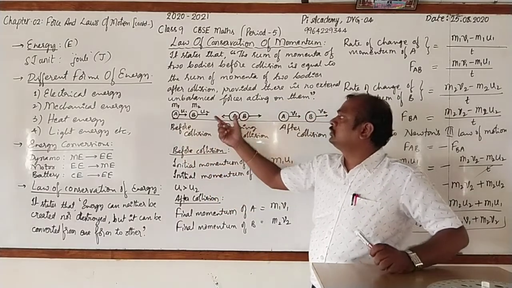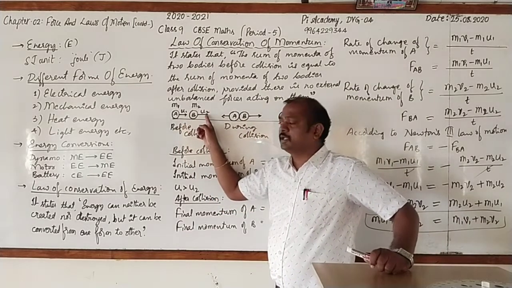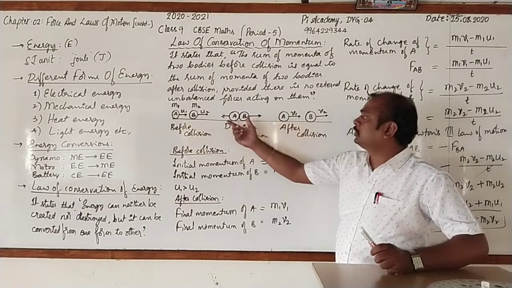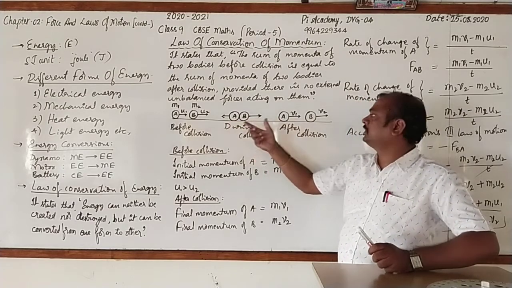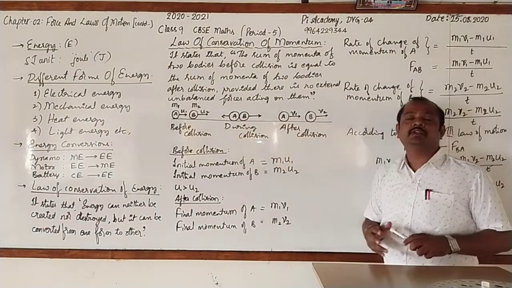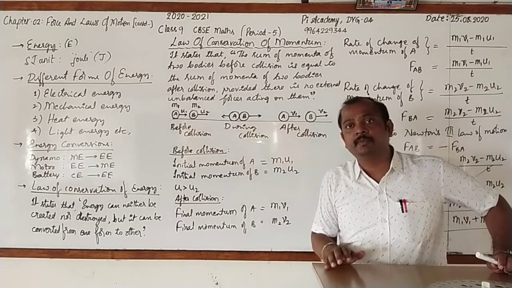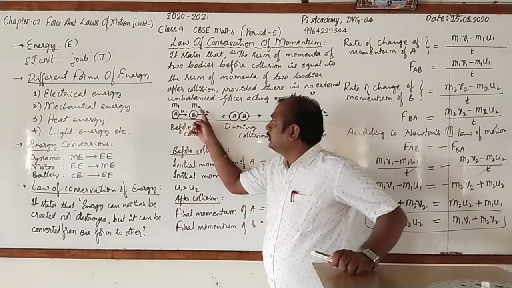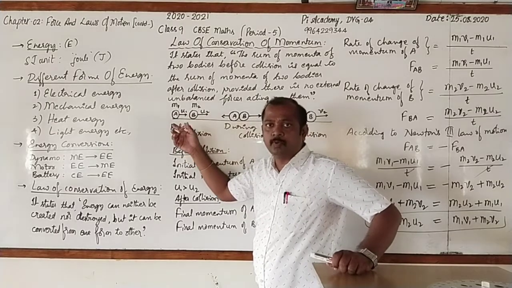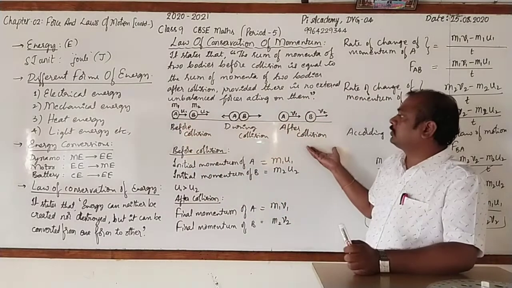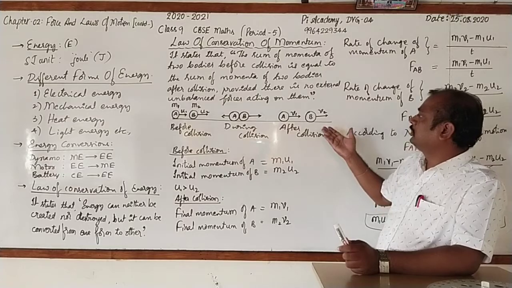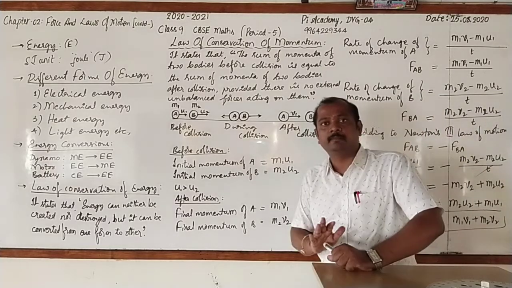Then, due to u1 being greater than u2, both will collide with each other. After that, they start moving with a different speed, hence their momentum will also be changed. But momentum of two bodies before collision will be equal to momentum of two bodies after collision.